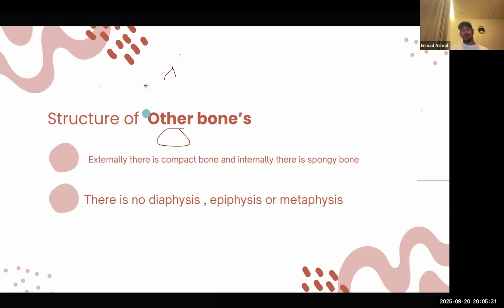Okay. So the other bones, it's the same thing. There's compact bone on the outside and spongy bone on the inside, but there's no diaphysis, epiphysis, or metaphysis. These are only for the long bone. So the long bone has a shaft, which is called the diaphysis. It has a rounded end on each side, which is called the epiphysis, and it has the thing in between, which is the metaphysis. This is other than the long bone. So a short bone, irregular bone, all of these. This is the structure.